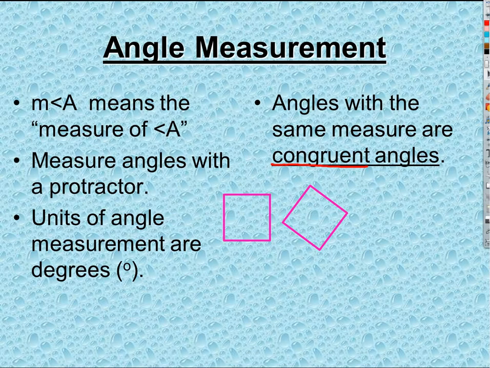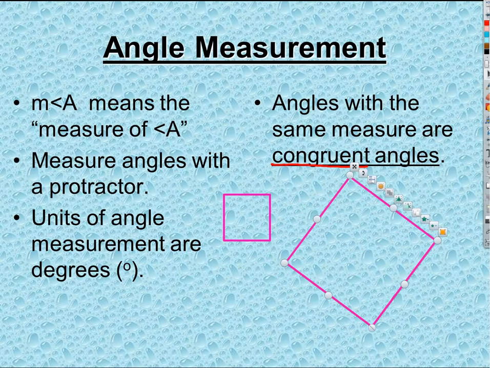But the first square and the second square are not congruent if it looks like that, because now they don't overlap. See what I'm saying? Make sense?